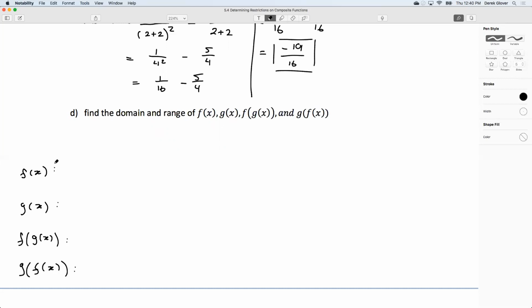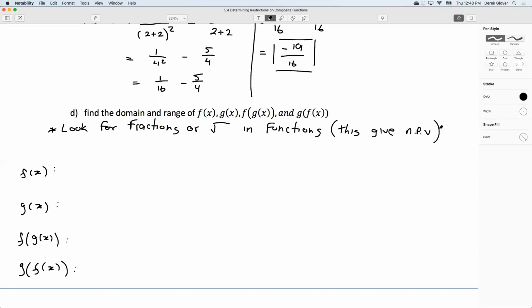All right, so basically, we're going to do 2 things. The first thing we're going to do is look for fractions or square roots in the function, because this will give non-permissible values. And the other thing we're going to do is graph all the functions. Graph the function to find the range.